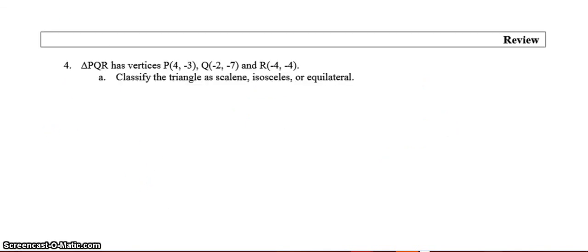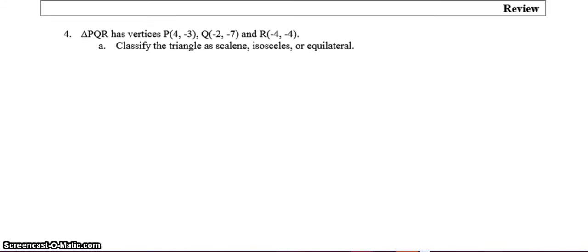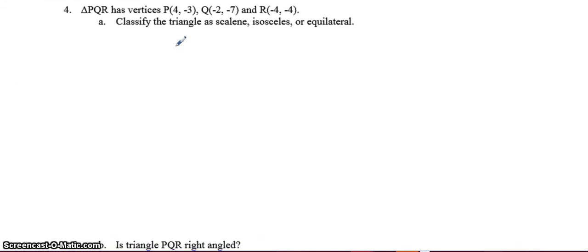The last thing from this unit is being able to classify shapes. So in this example, you're given 3 coordinates, and you're asked to define the triangle as scalene, isosceles, or equilateral. A scalene has 0 equal sides, an isosceles has 2 equal sides, and an equilateral triangle has 3 equal sides.